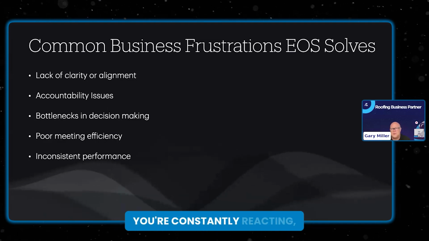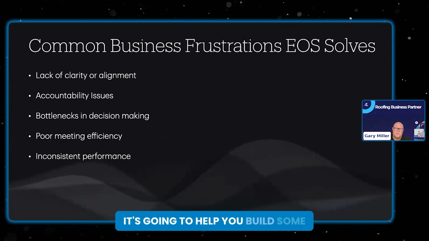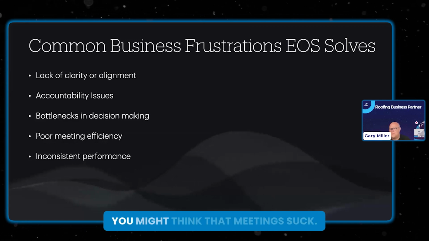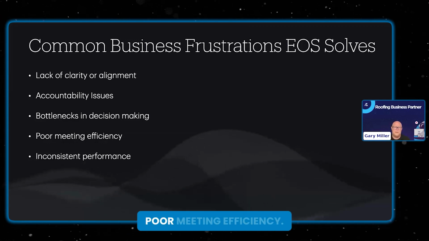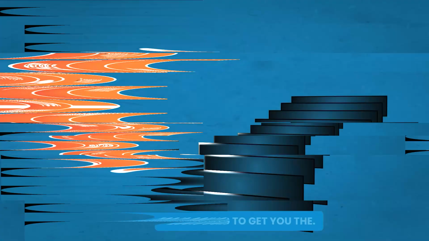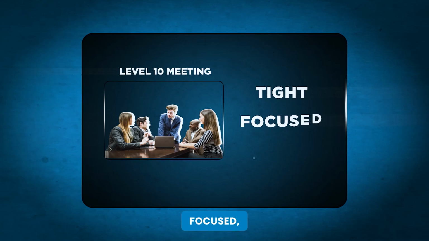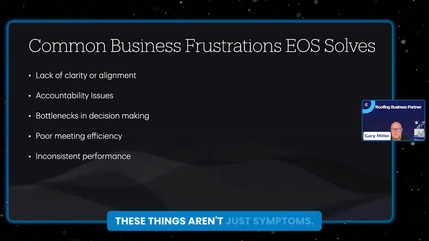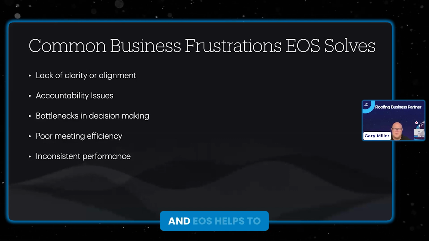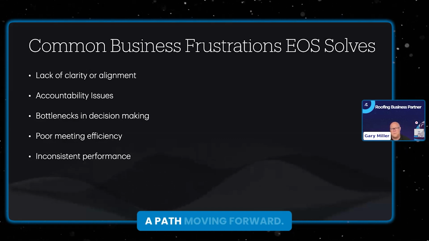You might feel like you're constantly reacting. Too much firefighting and not enough actual progress. It's going to help you build some systems so your business runs proactively and less like a daily crisis. You might think that meetings suck. You've got some poor meeting efficiency. Things are too long. They're vague. Nothing actually comes out of it. EOS is going to get you, it's called the level 10 meeting. They are tight, focused, actually useful. These things aren't just symptoms. They're signs that your business needs structure. And EOS helps to provide that structure so that you can get on a path moving forward.